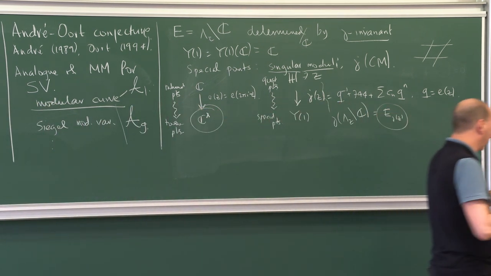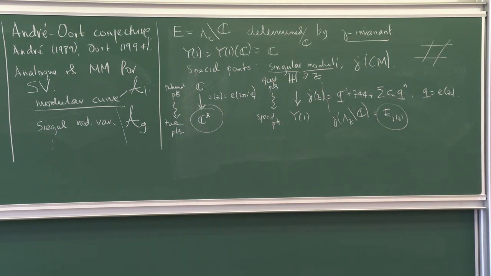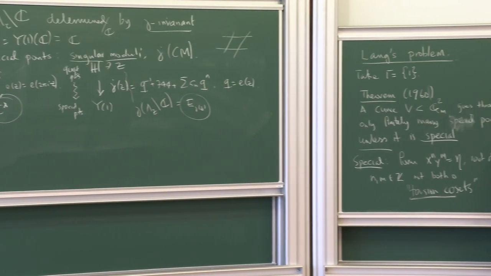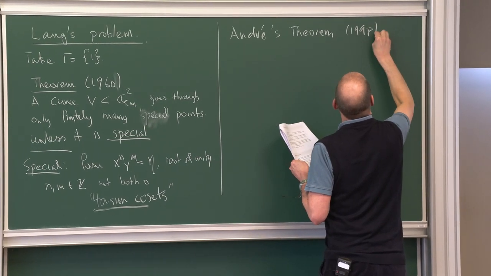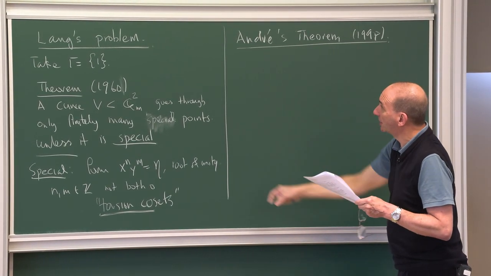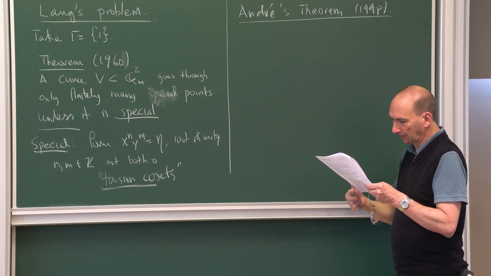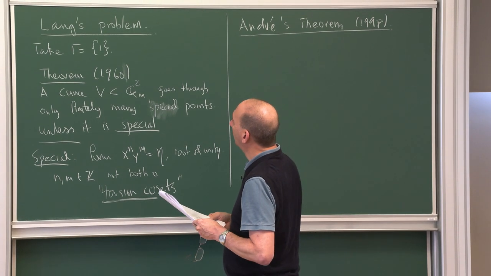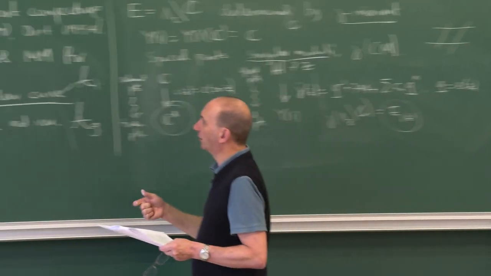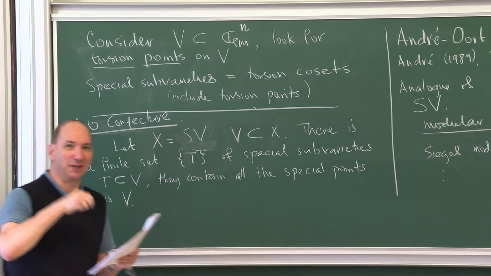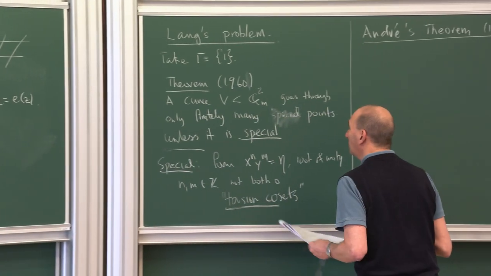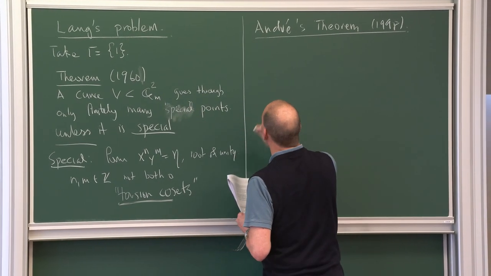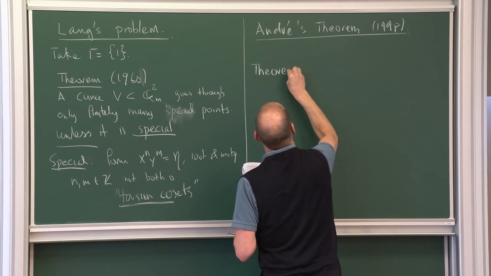In that setup, the simplest case of the André-Oort conjecture is a theorem of Yves André. So this is André's theorem from 1998, which is simply the analog of this Lang problem. Just to say that the André-Oort conjecture is trivial, right? For one, if this X is one-dimensional, then there are no interesting subvarieties, and this conjecture is true. But for the interesting cases, you need to go to dimension at least two, and there you have this theorem.